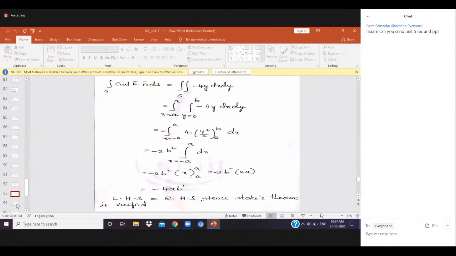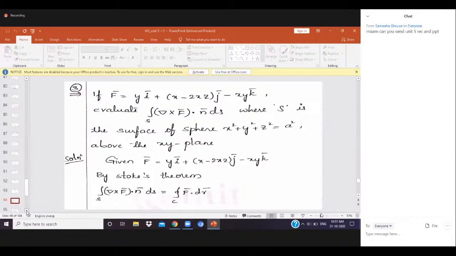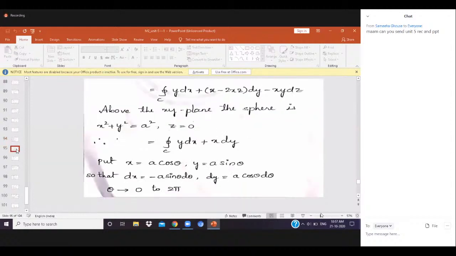All the three theorems are important. We can't expect which theorem is more important in this. So you go through all the statements, and evaluating the problems is also important here. Okay. With this we completed unit 5 now.